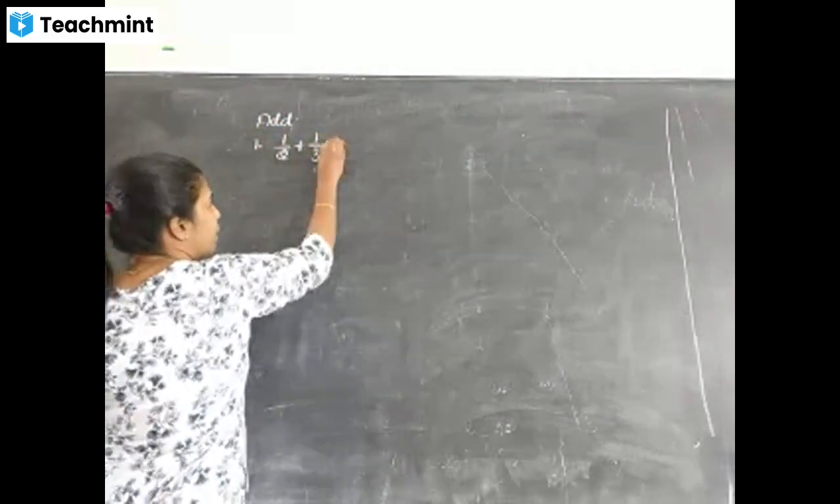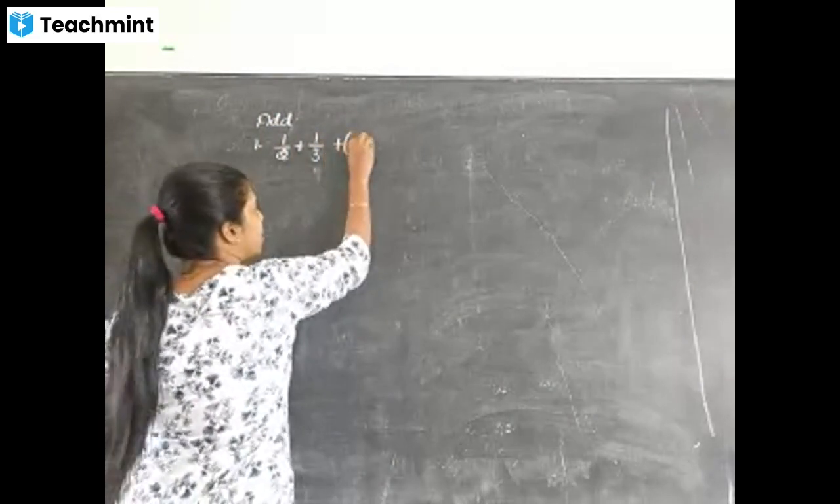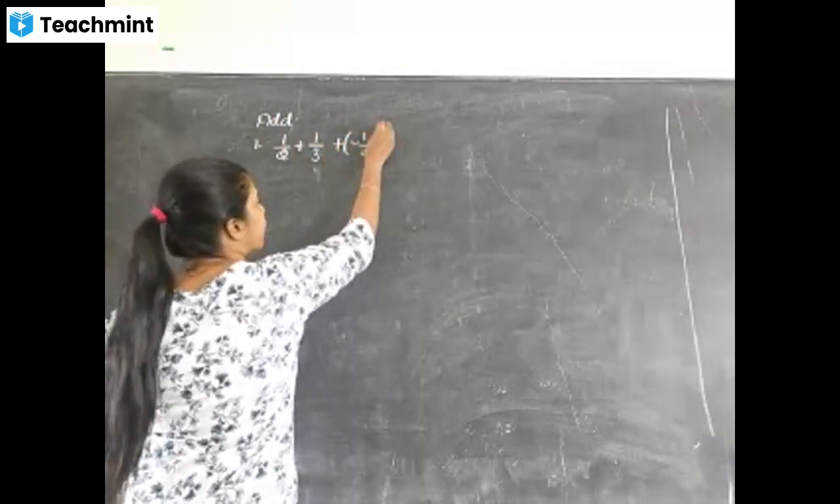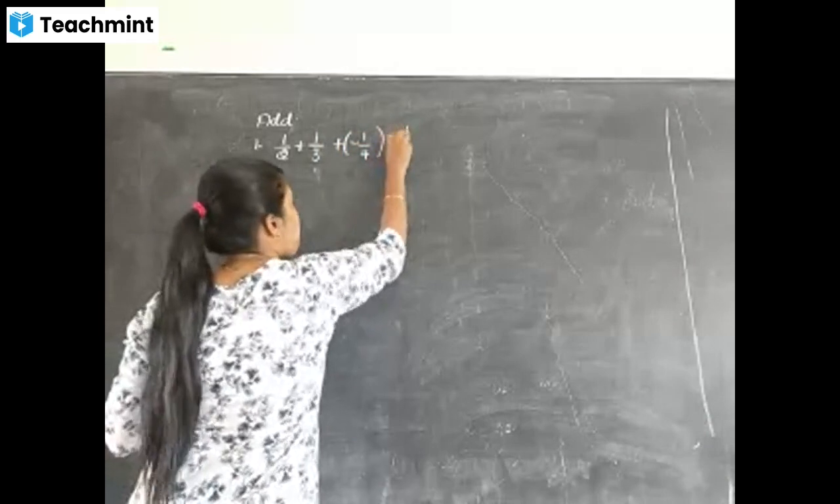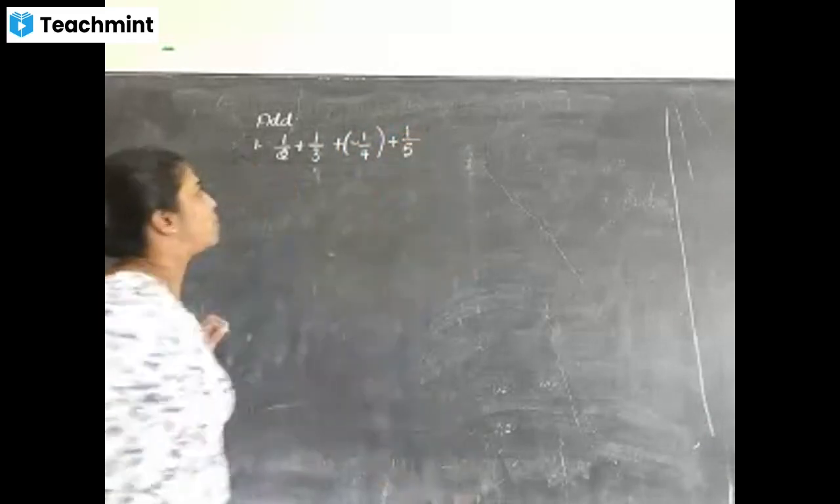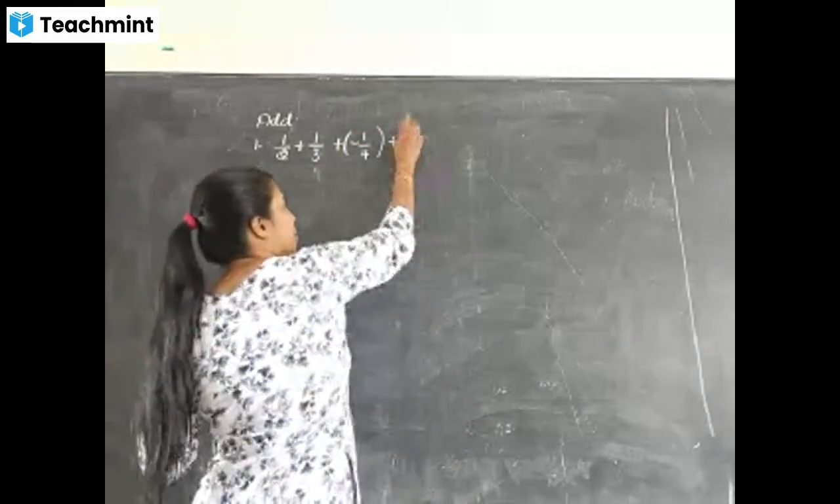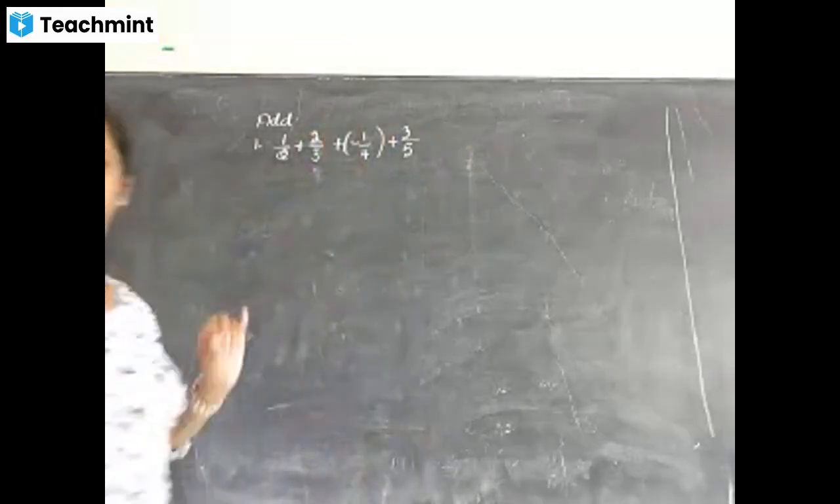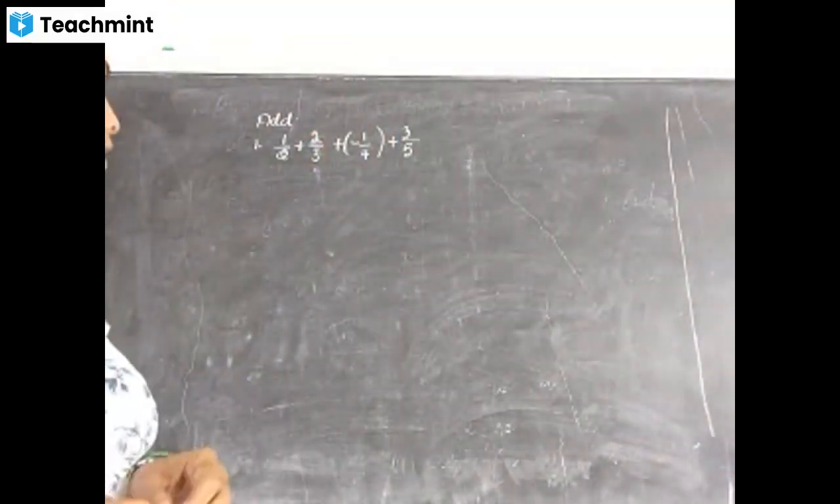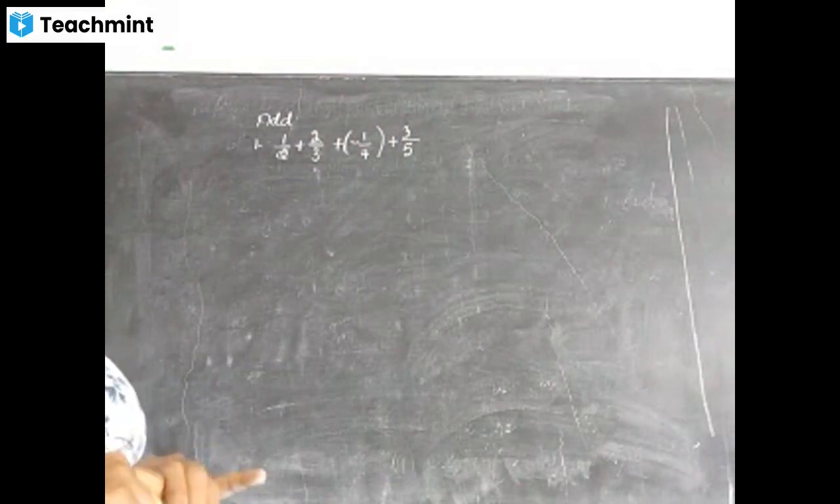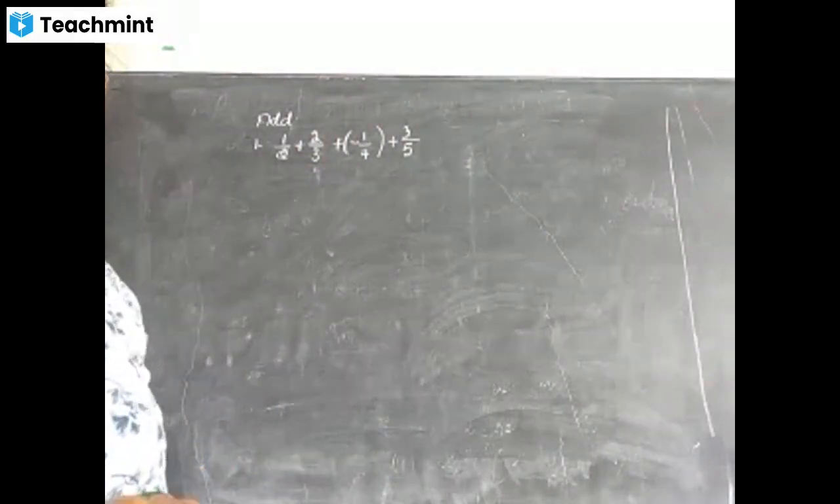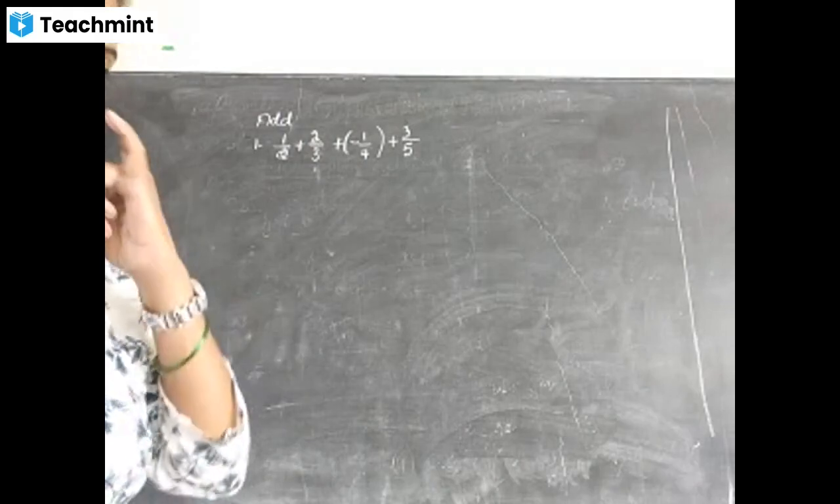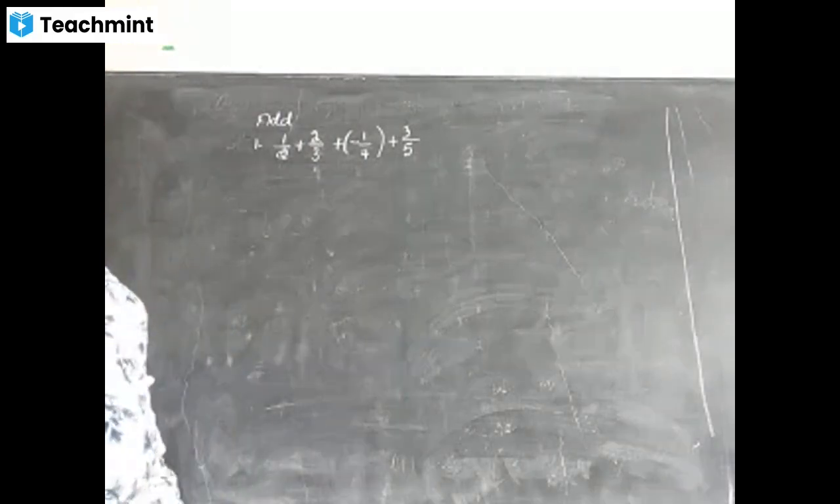1 by 3 plus of minus 1 by 4, some other number 3 by 5, 2 by 3. Now look here. This is the addition that is given. First, one term is inside the bracket, and we will open that first.